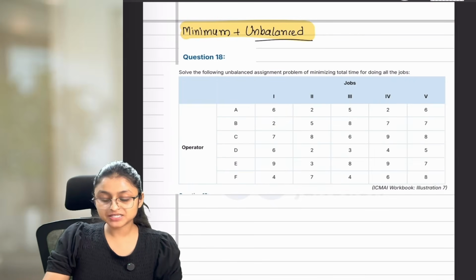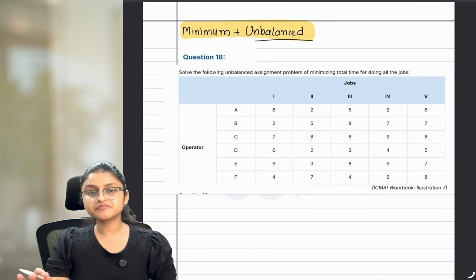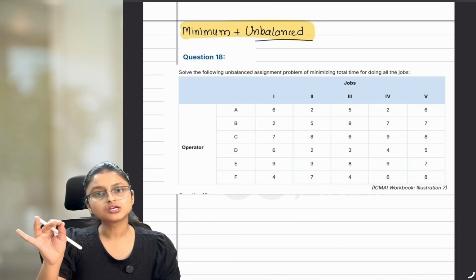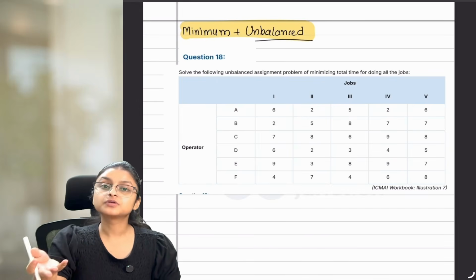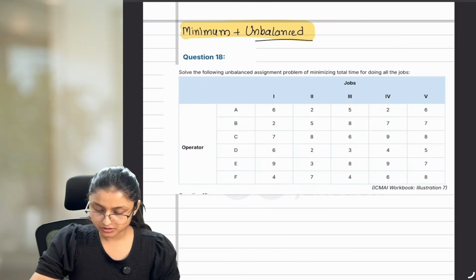Okay? Chalo. Now let's move forward to the next part, that is minimum plus unbalanced. Till now, what all questions we were saying was of minimization, but all the questions were balanced. Now, the question will be unbalanced. So let's see what the question is saying.